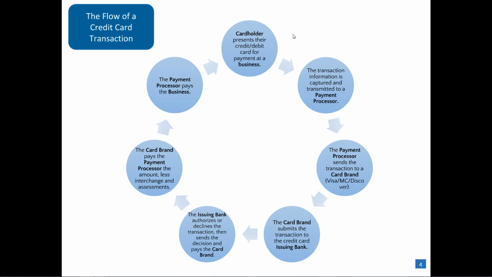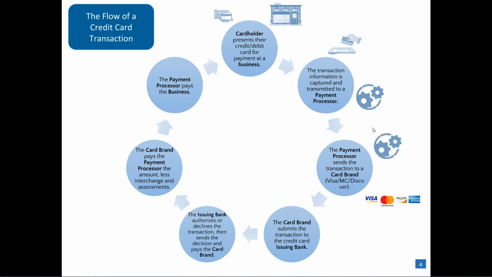So let's start at the top of this transaction flow. A cardholder goes into a business and presents their credit or debit card for payment. Then that transaction information is captured by the business through their terminal or software. It's then transmitted to a payment processor. So let's say they transmit it to us.